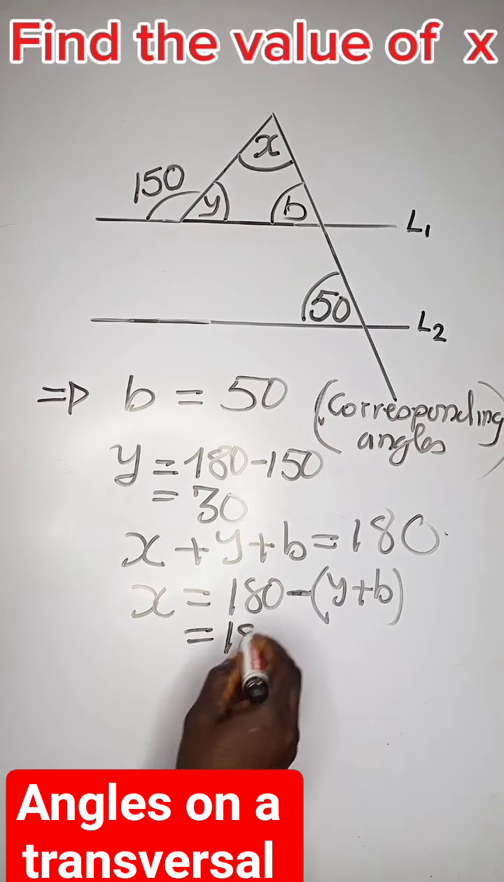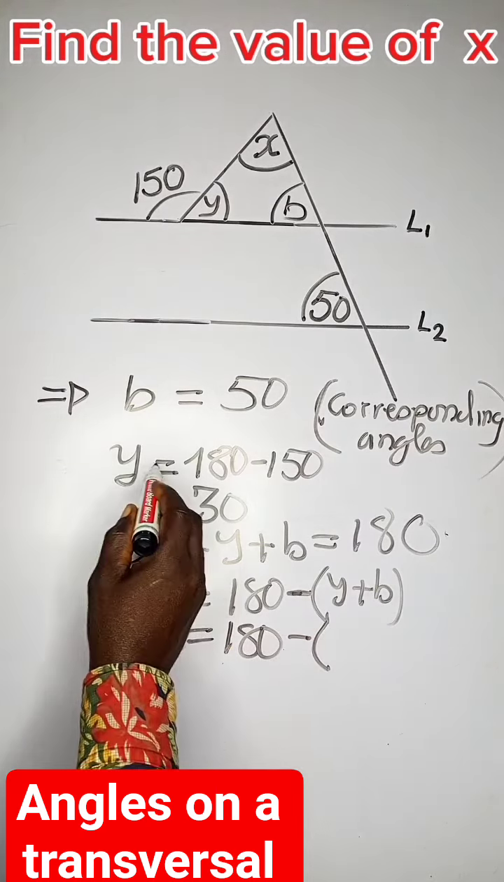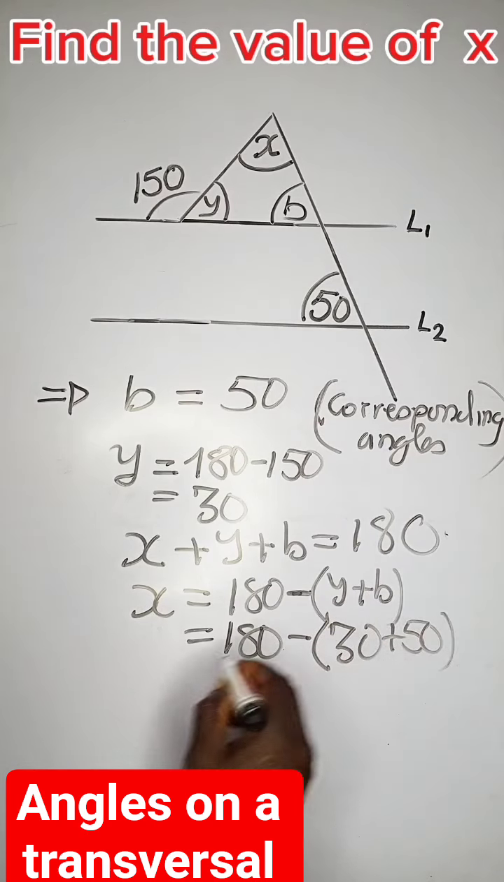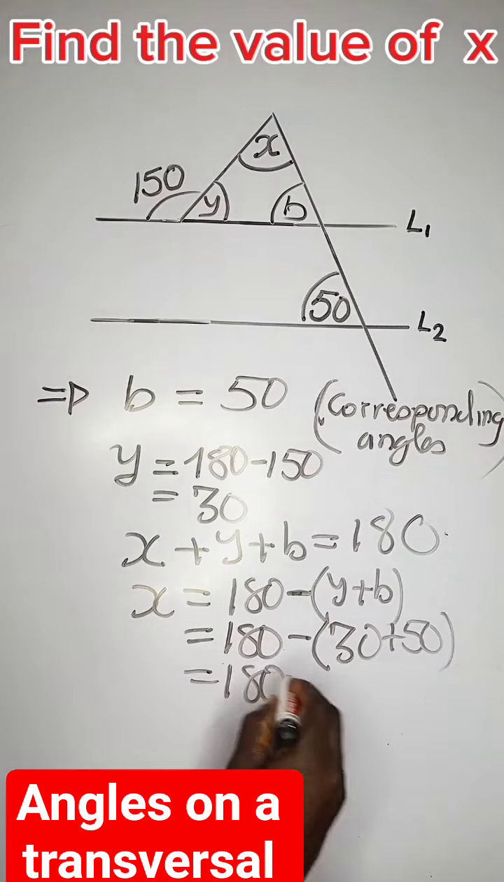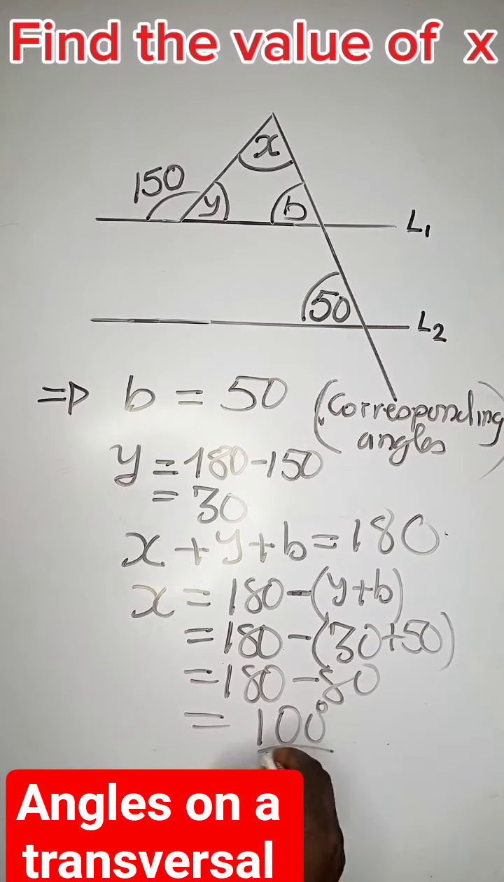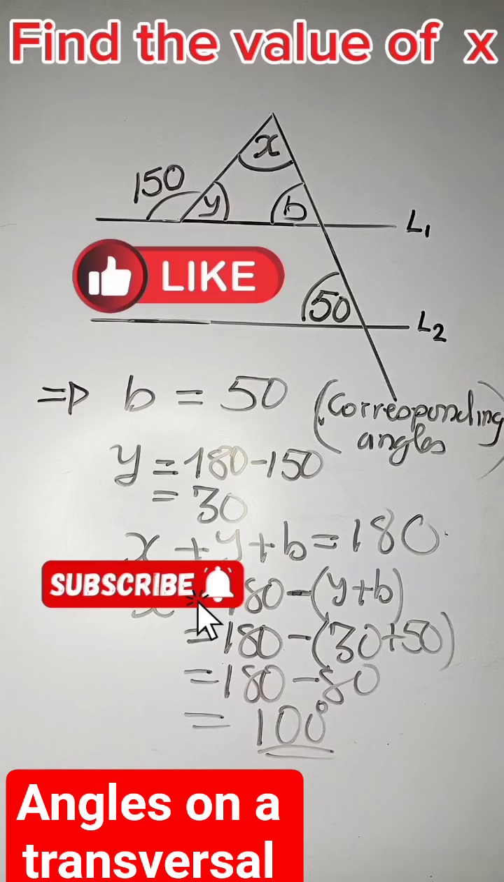So we have 180 minus, the value of Y is 30, and the value of B is 50. So we have 180 minus 80. That gives us 100 degrees. So the value of the angle that we're asked to look for is 100 degrees.